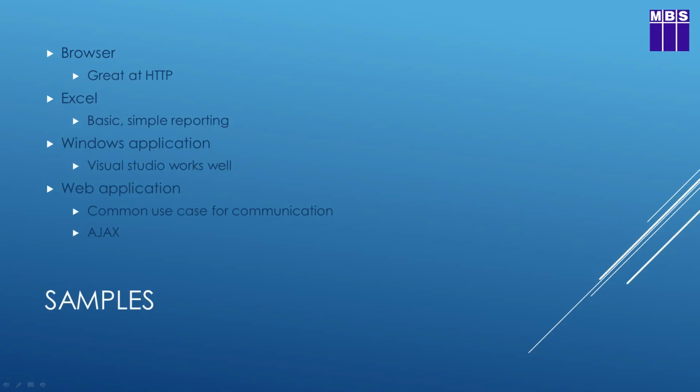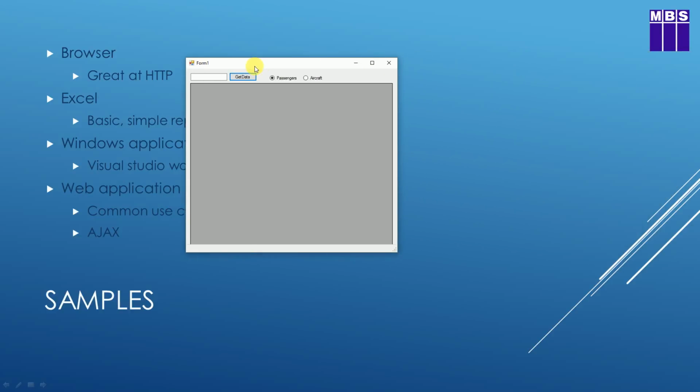We have a Windows application. I've got a sample here. Same sort of data. We're using the aircraft data here. Let's go full screen on that. And if I go up here and I put in a year, let's go 1985. We'll request passenger data.